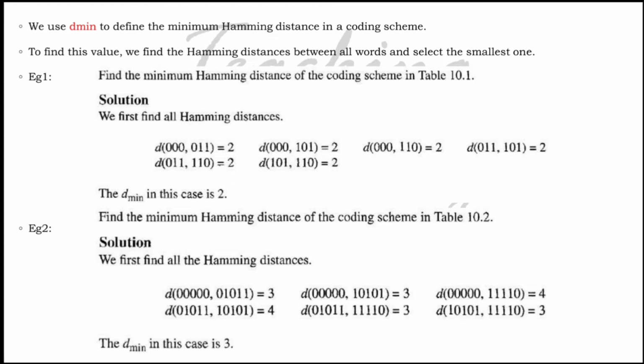In the second example, if you see here, we have 4 ones and 3 ones. So in that case we take the minimum Hamming distance as 3. So this is the case.